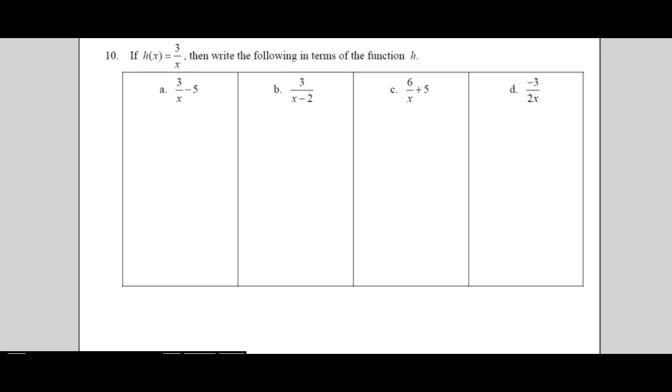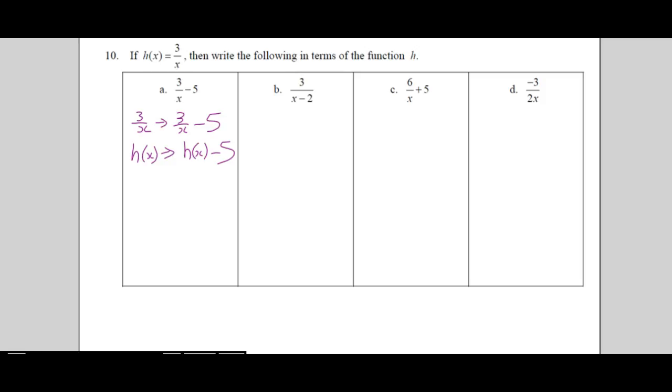So if it's in terms of x, I want 3 over x to become 3 over x minus 5. Okay, I've got the original function, this is what I want it to become. Well, how do I do that? I just subtract 5 from the original function, right? Well, in h of x notation, what are we going to call the original function? It's h of x. So what do we do to h of x? h of x minus 5. Just take the original function and subtract 5 from it.